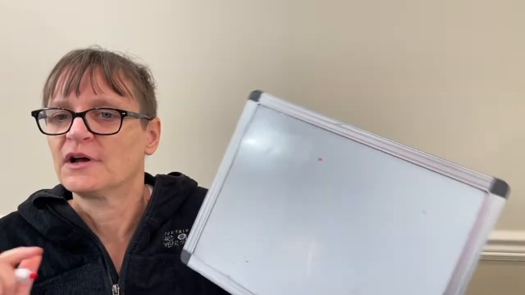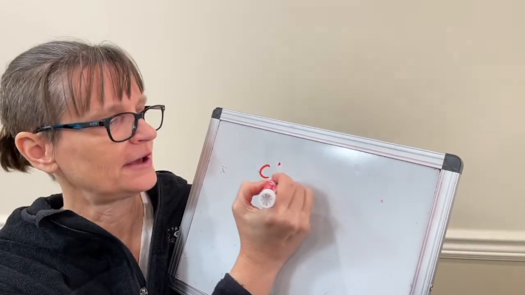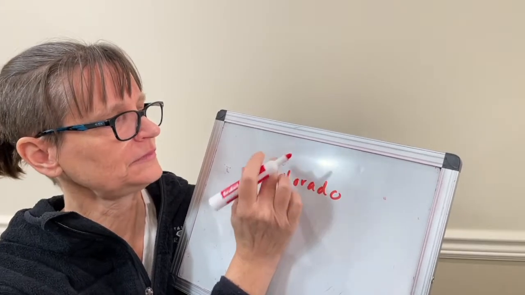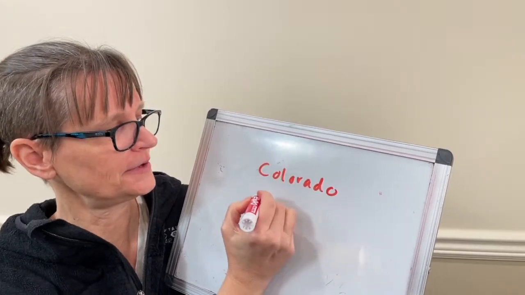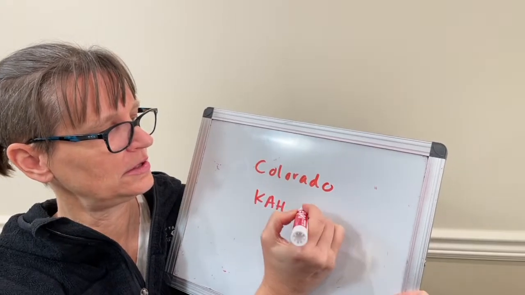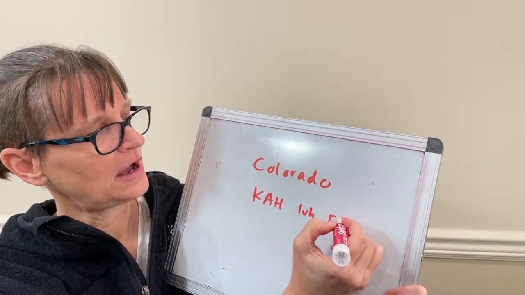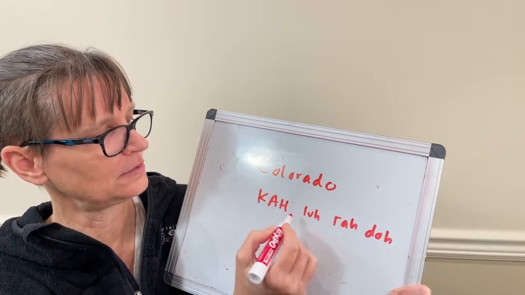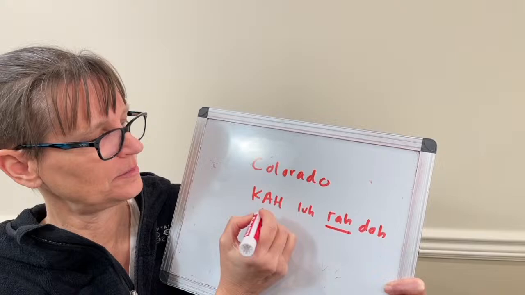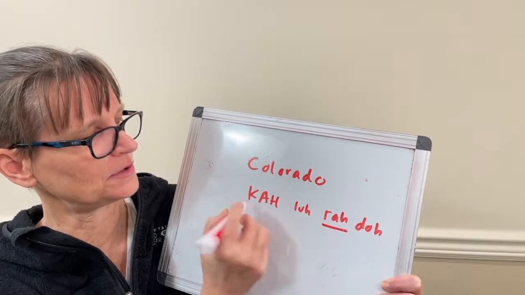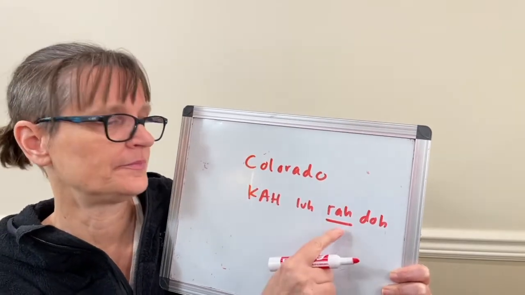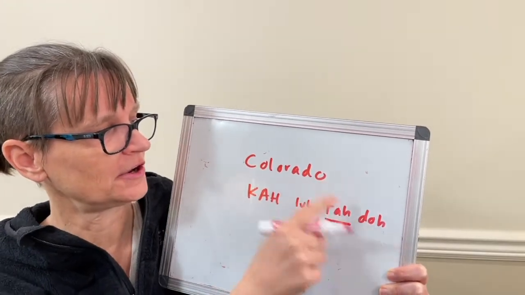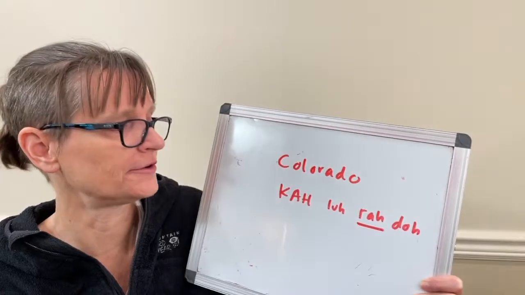Great. I'll do one more quick question about Colorado. For Colorado, stress is on "ra," but "ka" has some secondary stress. So, Colorado. Both "ah"s and then a schwa here and a true O at the end. Colorado.